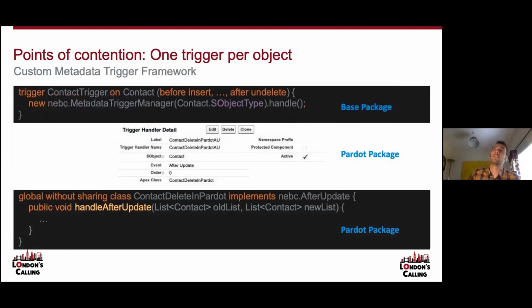The answer is to use a trigger framework that's driven by custom metadata. So what we do is, in the base package, we have a contact trigger, and all that does is invoke the trigger handler framework in general. And then for each of the feature packages, we include a custom metadata record which says, when you're running a trigger on contact, also execute this class. And then we have the corresponding class in the Pardot package. When we install everything together in an integration org or sandbox or production, then all these things get hooked up and all the right triggers get run.